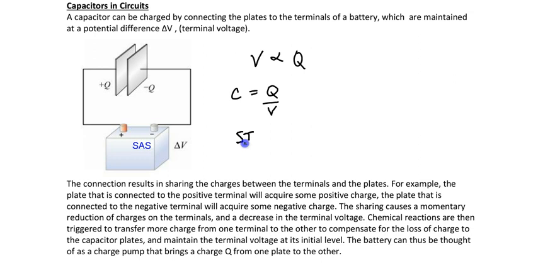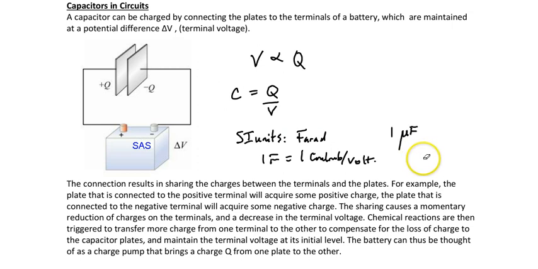The SI units of capacitance are in farads. 1 farad is equivalent to 1 coulomb per volt. However, typically in our problems we won't see capacitance of 1 farad. We'll likely see units of microfarads, which is equivalent to 1 times 10 to the power negative 6 farads, or you might see picofarads, which is equivalent to 1 times 10 to the power negative 12 farads.